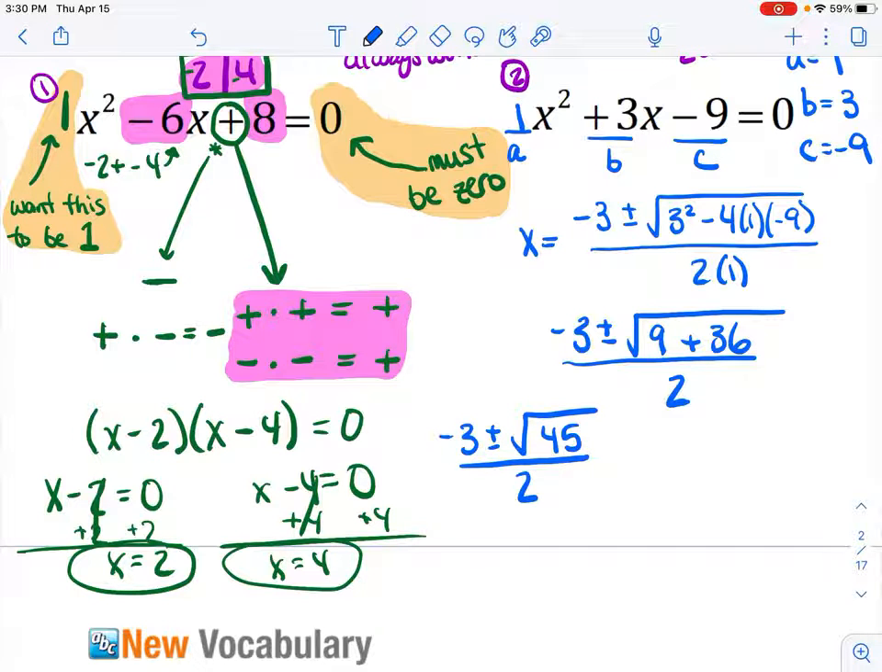Now, there's a couple ways we can go here. If it asks you for an exact solution, you want to go ahead and reduce root 45. And you can have your exact solution.